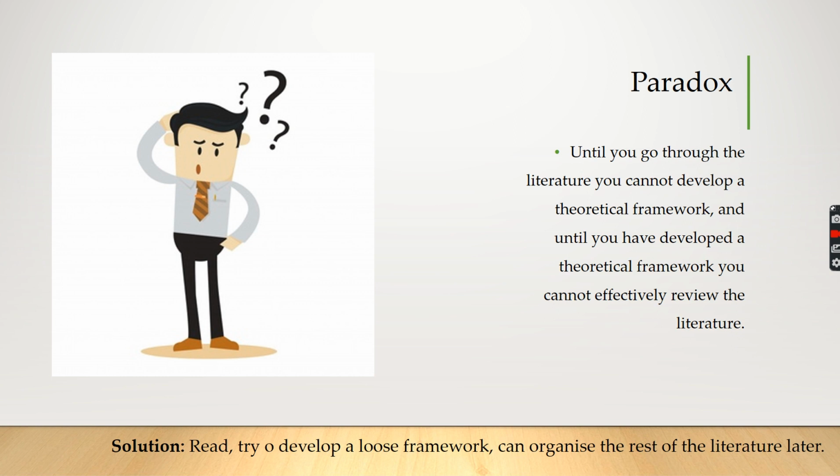You have to complement both at the same time. So the solution is to try to develop a loose framework and organize the rest of the literature read. You have various literatures. From there you develop a framework first, and then you go back to your literature and see where it fits, from which literature you can extract the important points to substantiate and add value to your research.